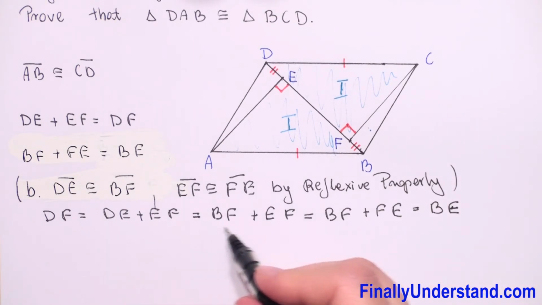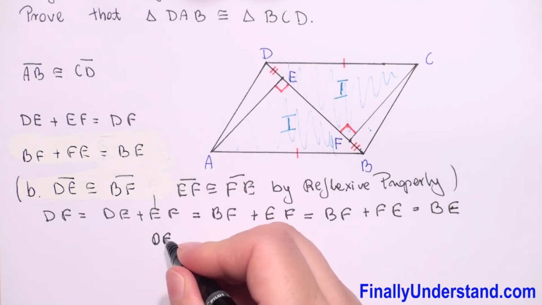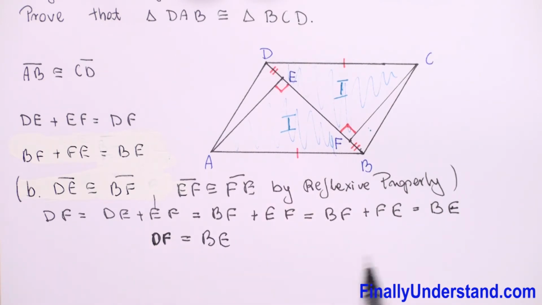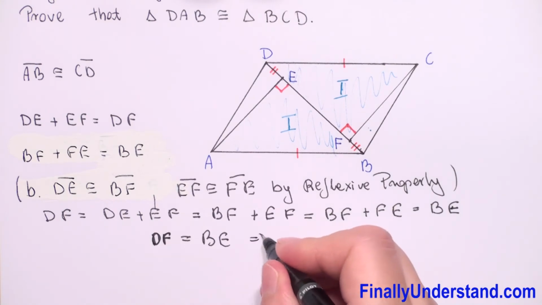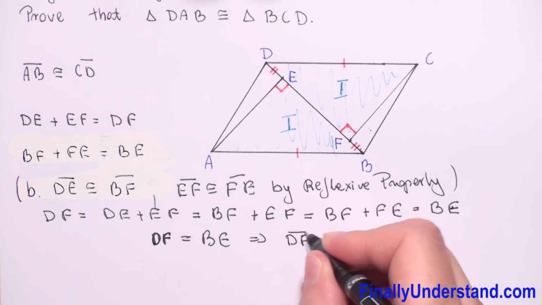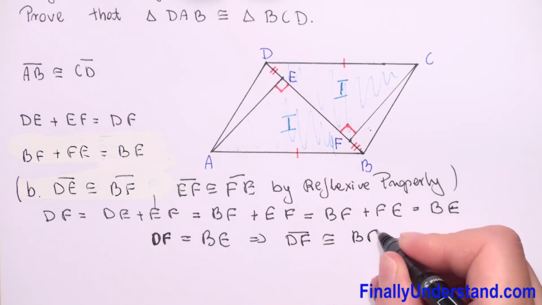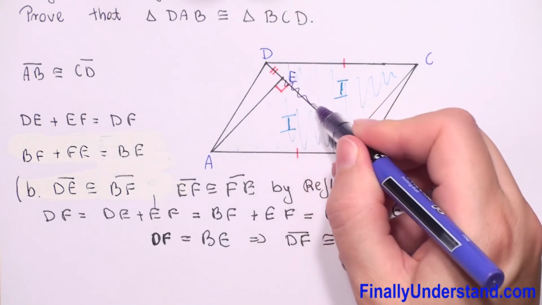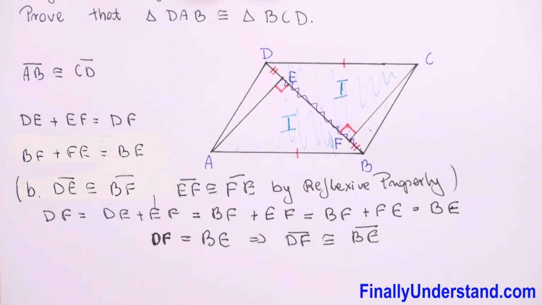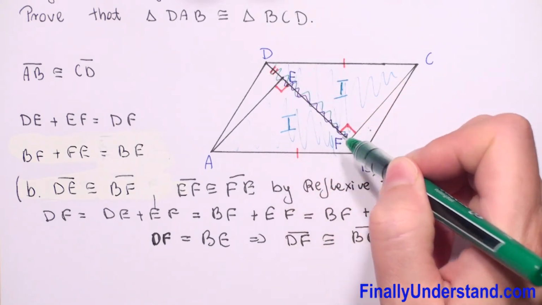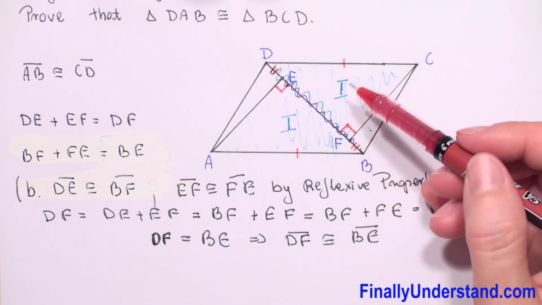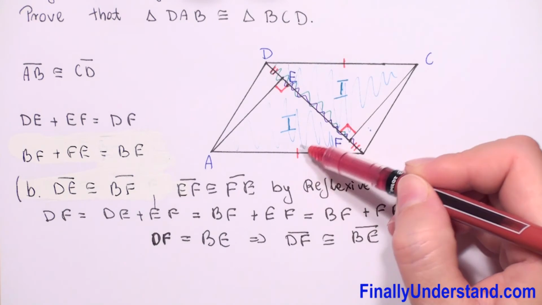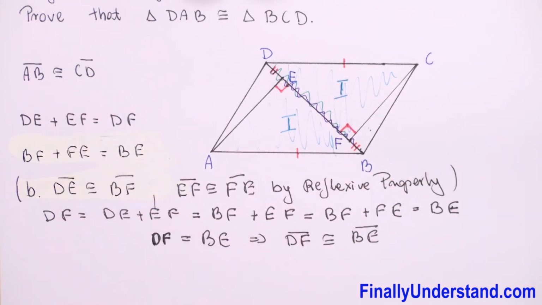So we have that from this equation that DF is equal to BE. We show that DF is equal BE. So it means that DF segment is congruent to BE segment. So if we have that this segment is congruent now to that segment, and we see that this is right triangle. This is right triangle. Hypotenuse AB is congruent to CD. This is given.